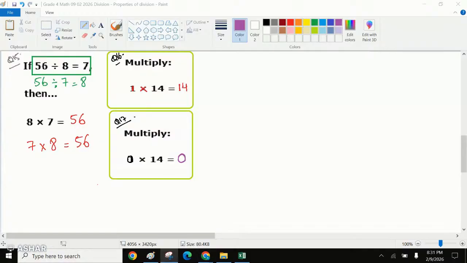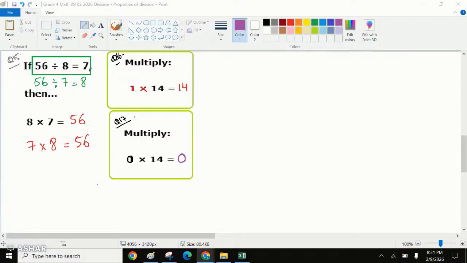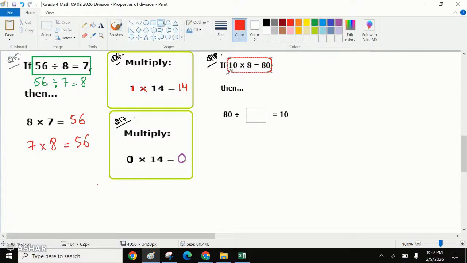For the next question, let's see, they're saying if 10 is multiplied by 8, just a moment, let me realign this. Question number 18. We know that 10 multiplied by 8 was 80. Then 80 divided by what number should be equal to 10?